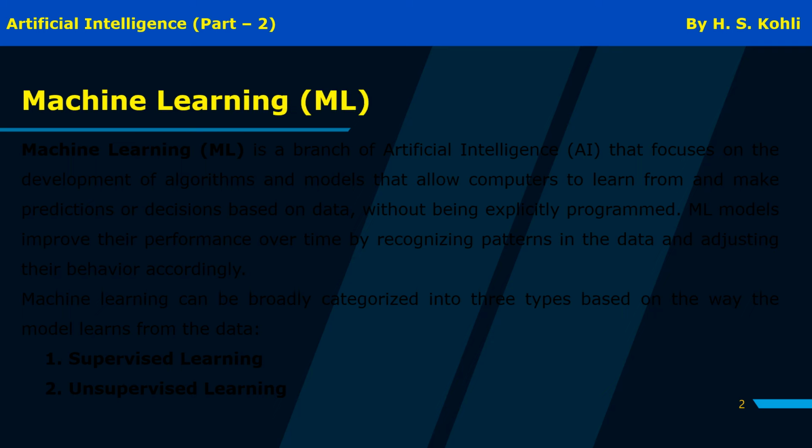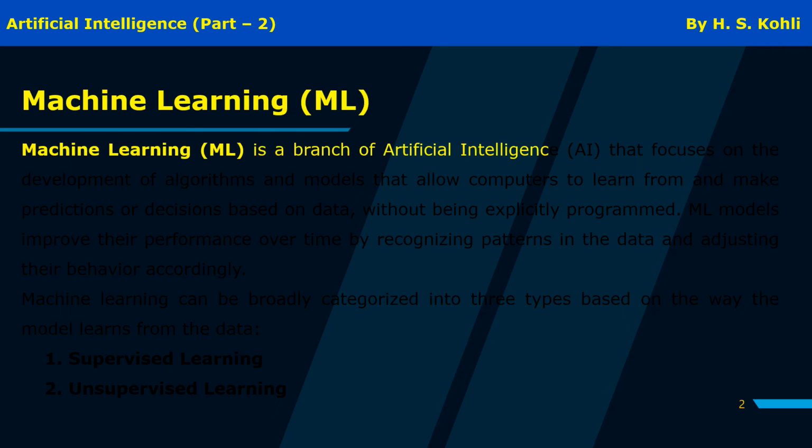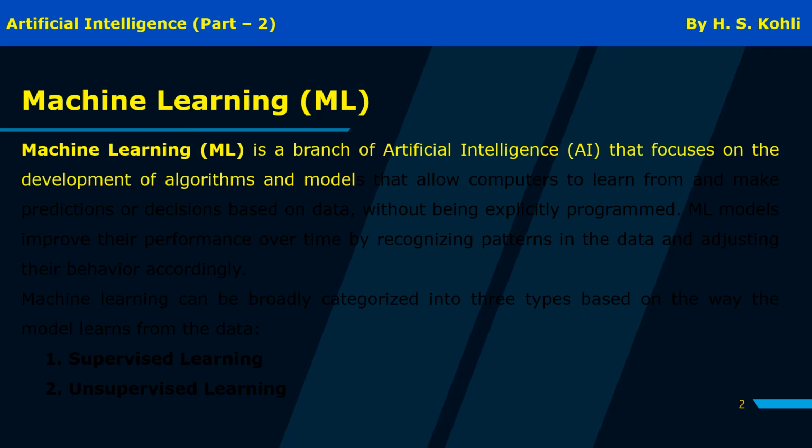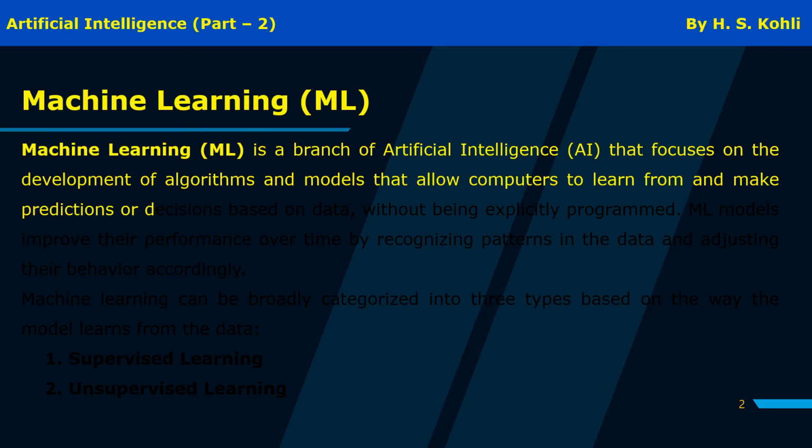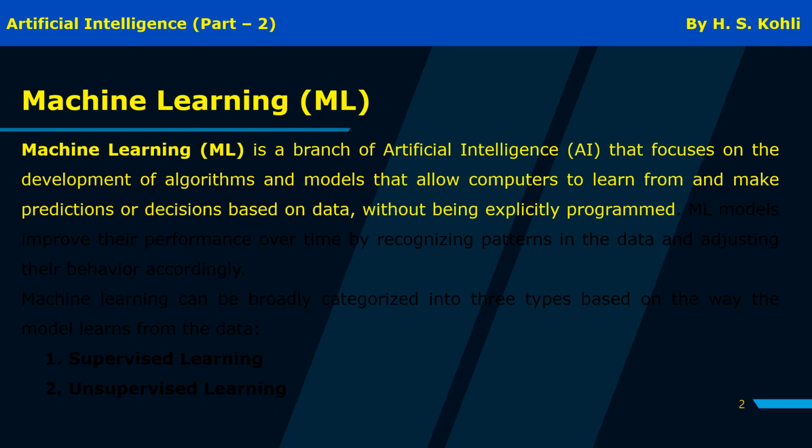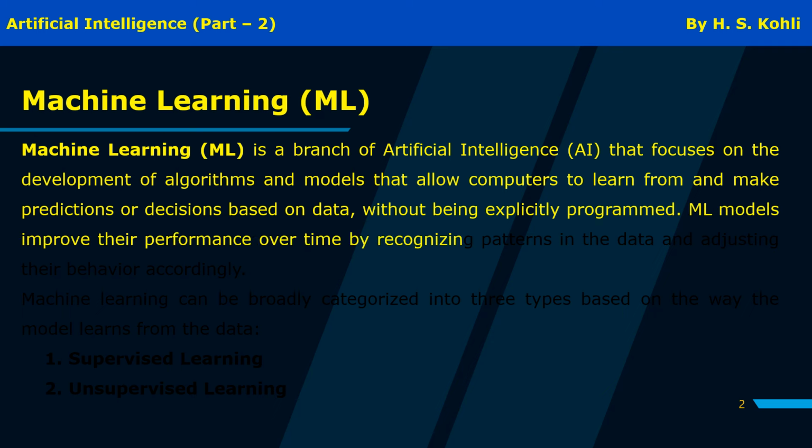Machine learning, ML, is a branch of artificial intelligence, AI, that focuses on the development of algorithms and models that allow computers to learn from and make predictions or decisions based on data, without being explicitly programmed. ML models improve their performance over time by recognizing patterns in the data and adjusting their behavior accordingly.